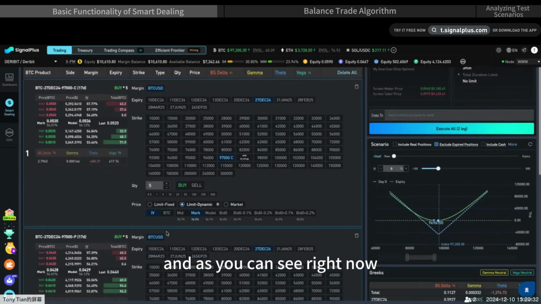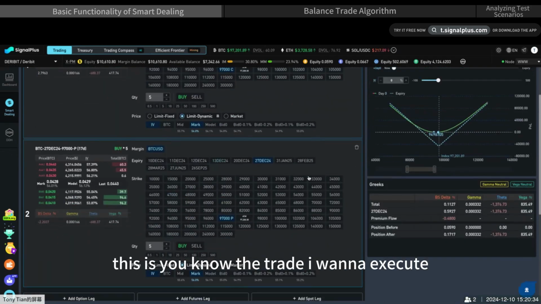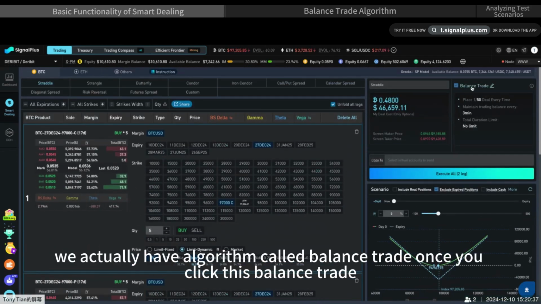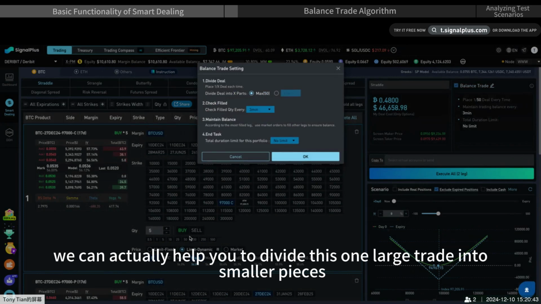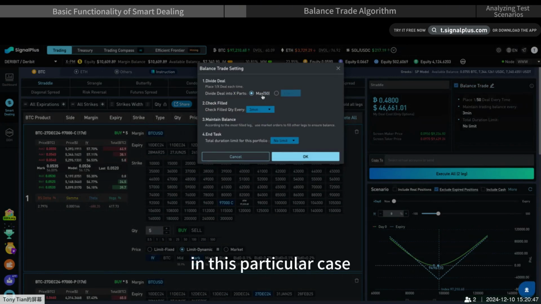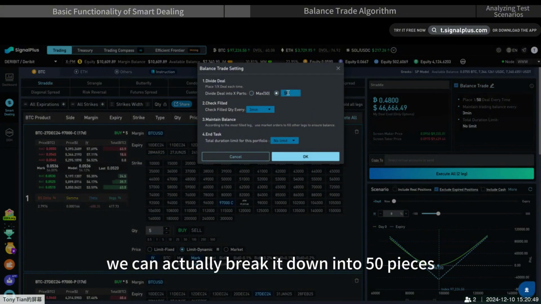And as you can see right now, this is the trade I want to execute. We actually have an algorithm called balance trade. Once you click this balance trade, we can help you divide this one large trade into smaller pieces. In this particular case, we can break it down into 50 pieces.